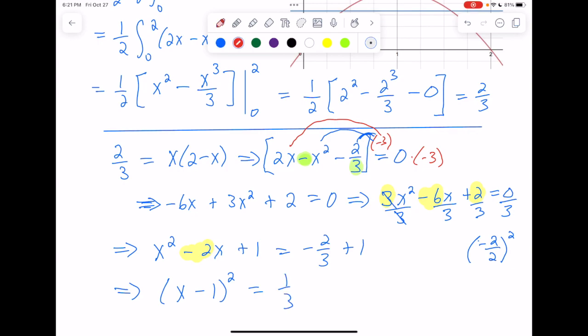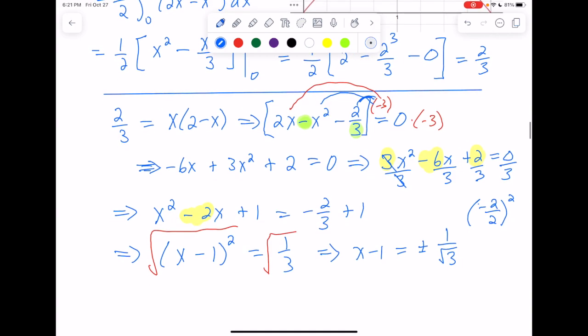And then you can take the square root of both sides. So the square root and the square cancel. And we get x minus 1 equals plus or minus 1 over root 3. It's really the square root of the whole thing, but the square root of 1 is 1, so I simplified that. And then we can just add 1 to both sides, and we get x equals 1 plus or minus 1 over root 3. So I think that's our answer.